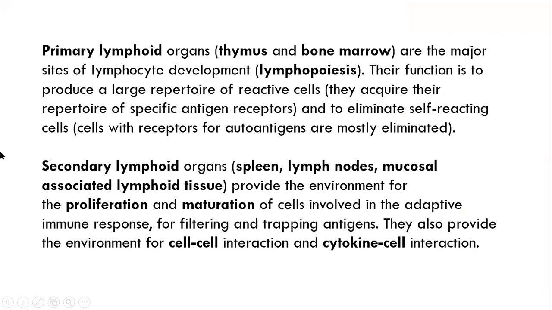And secondary lymphoid organs, their main function is proliferation and maturation of the cells, not the production, but proliferation and maturation of the cells involved, based on a specific signal or specific physiological condition in the body. And there is a cell-to-cell interaction, cytokine-cell interaction, that we will see in the slides. So basically primary and secondary lymphoid organs are divided based on the function, based on what the cells do within them.